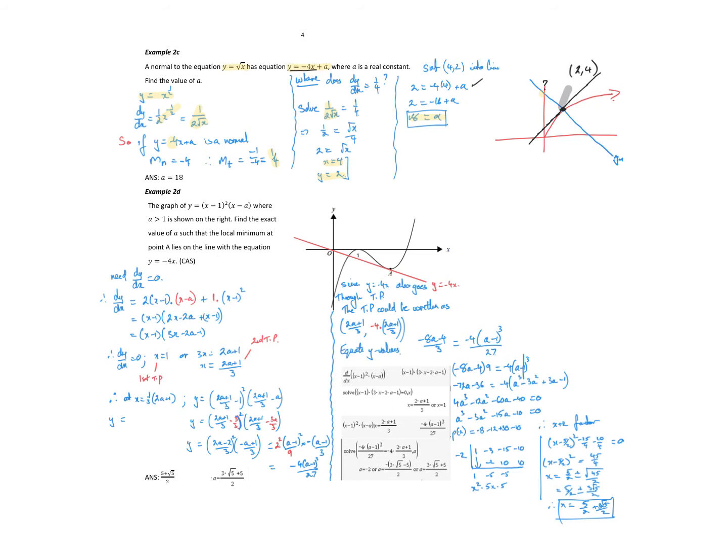All right, so it's the same process. I guess the trigger clues: normals. If you're finding a normal to an equation, we're going to need gradients. If we need gradients, we're going to need to find our derivative.